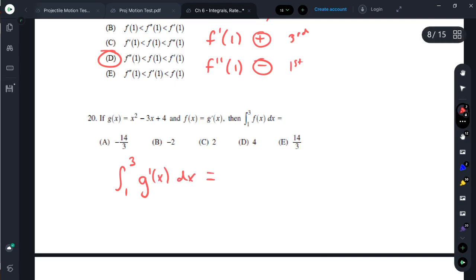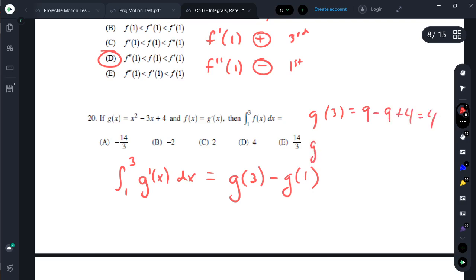What you want to realize on this is FTC. That just means it's g of 3 minus g of 1. So g of 3, I'll do this off on the side, is 3 squared is 9, minus 3 times 3 is 9, plus 4, that's going to be 4. And then g of 1, 1 squared is 1, minus 3 plus 4. It's going to be 5 minus 3 is 2. I said 5 minus 3 is 2, and I wrote 5. So this is going to be 4 minus 2, that's going to be 2.